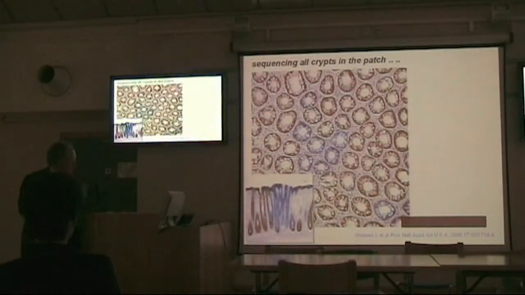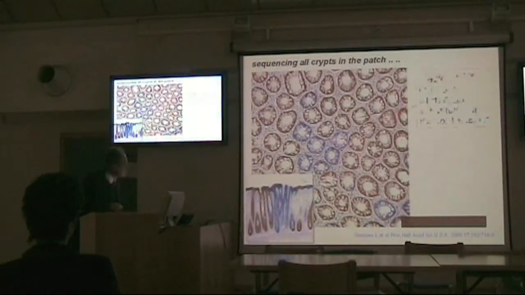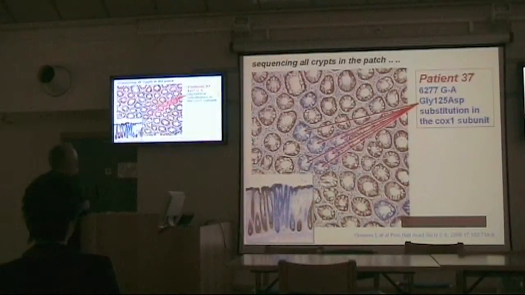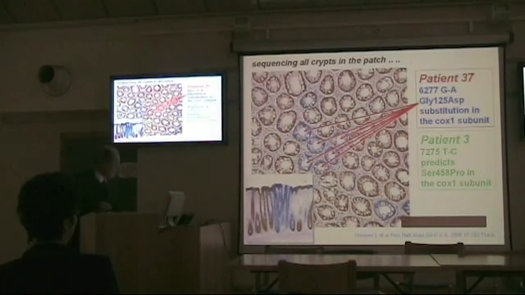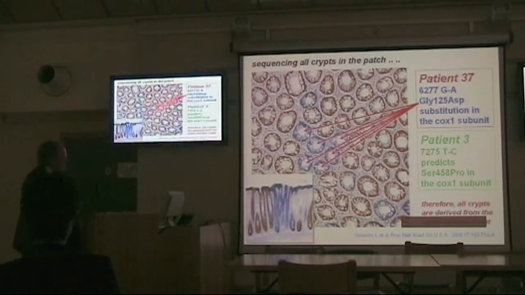You can see here, this was by Laura Greaves and Stuart McDonald in the lab, published a couple of years ago. What we've done here is to take the block, turn it through 90 degrees, and there's a very neat patch of mutated crypts. You then just take a cell from each of those crypts, you PCR it up, and you will see each crypt has the same family mutation. So they're all related. You can do this in any number and show they're all related. So you're forced to the conclusion that all the crypts are derived from the same family crypt.